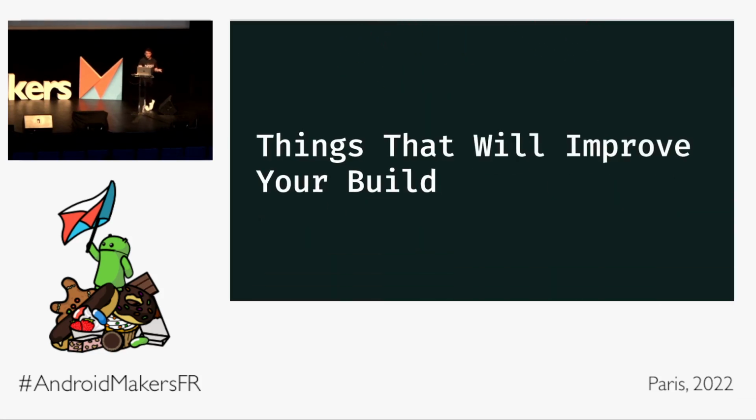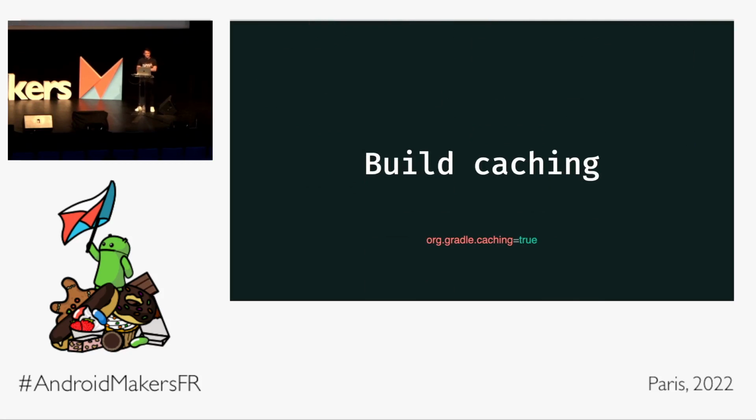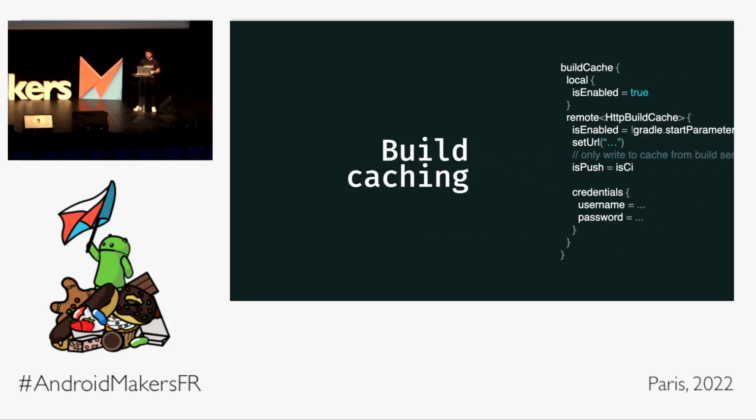Next, let's go through things that will improve your build. This part's going to be a little faster and shorter on the details, because these are more off-the-shelf solutions you can take on. So first of all, build caching. Did you know this is not enabled by default in Gradle? If you didn't, this is an easy one-liner to add into your code base today. So go turn that on.